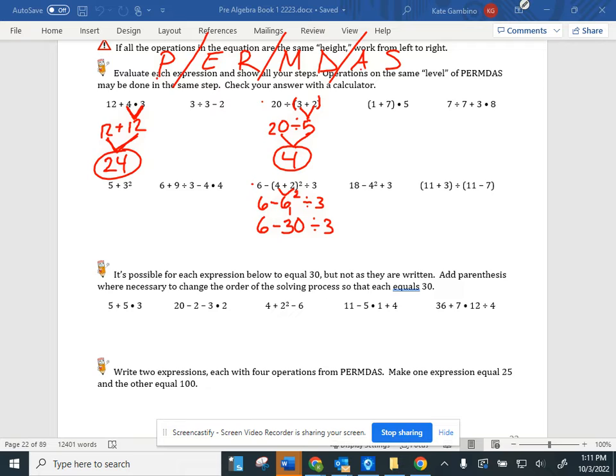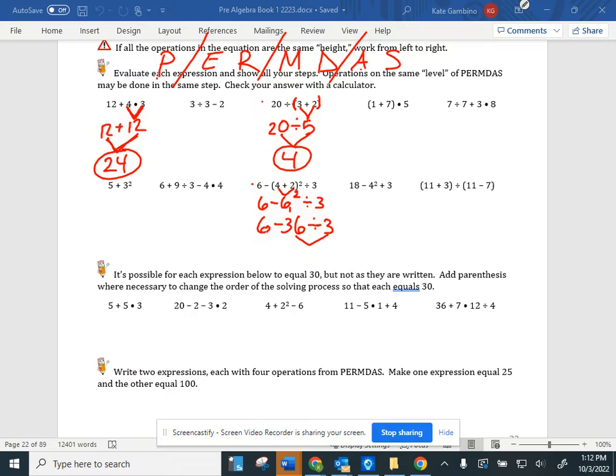Oh, and it's not 30. It's 36. Sorry about that. Now, what is my next step? There's no more exponents or radicals. So now what do I do, Ben? Divide. We're going to divide because we're at multiplying and dividing, and we see there's a dividing. 36 divided by 3. What is 36 divided by 3?